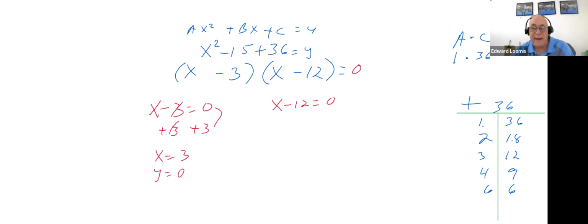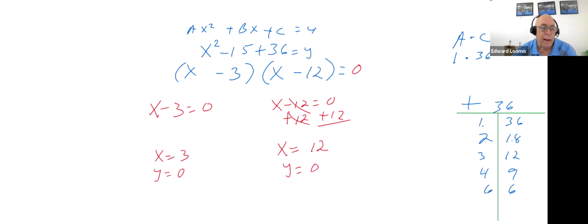I'll do the same thing to the next one. X minus 12 is 0. So let's add 12 to both sides. Negative 12, positive 12, they cancel. 0 plus 12 is 12 when my y is 0. Now, some people can do it this way, and that's totally fine if you can. I like to see the work personally, so that's why I do it the longer way.